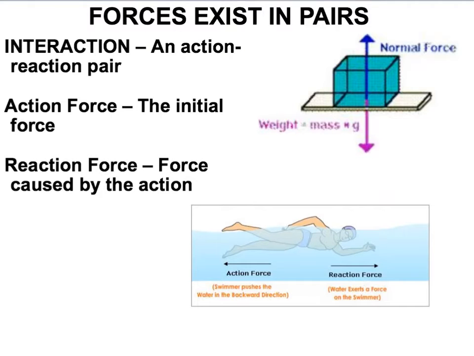Now we've seen this before. What Newton said was forces exist in pairs. Now when we talked about forces and vectors, we used examples like this, where there's a box sitting on a table. And we said there was a force of gravity, the earth pulling on the box, and then we said that there was a pushing force of the table on the box, and we called that normal. So just like these forces exist in pairs, Newton says every force exists in pairs. And he came up with a term for that, and that's interaction. So an action-reaction pair is called an interaction.